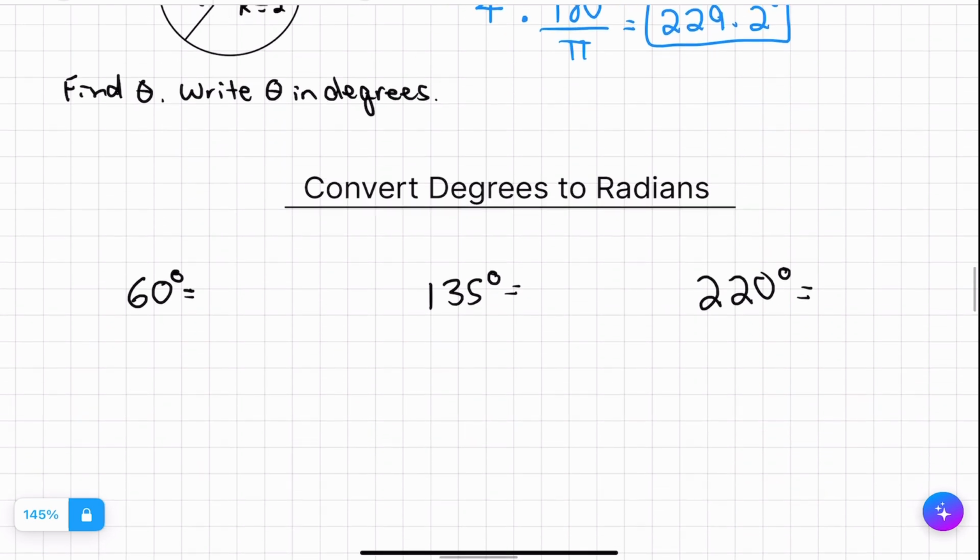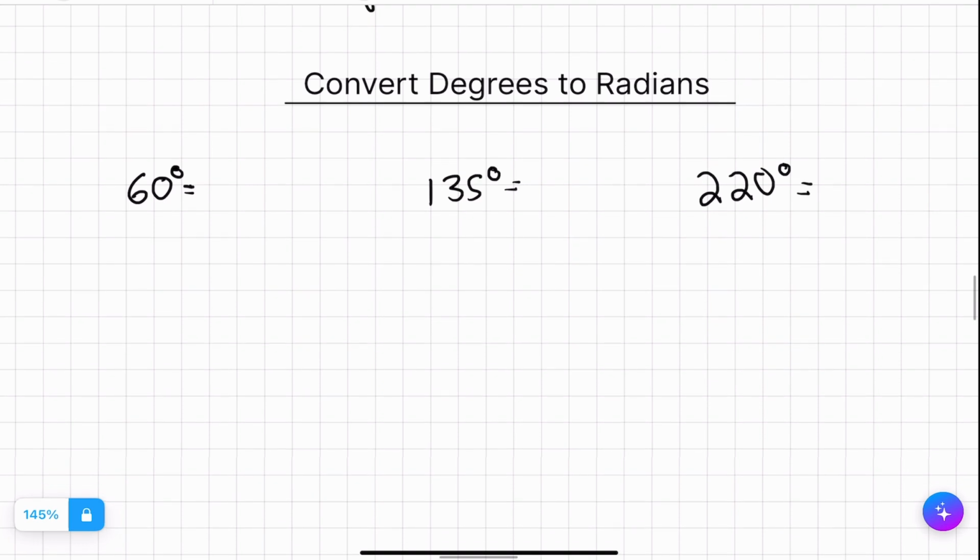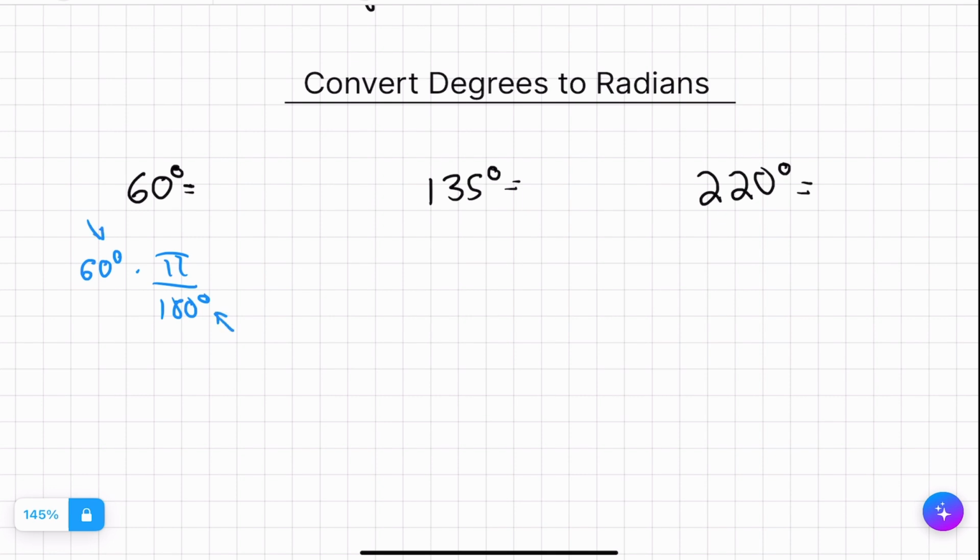Now that you know how to convert from radians to degrees, let's convert from degrees to radians. We have 60 degrees to convert to radians. We'll rewrite our 60 degrees, and now we need to multiply by pi over 180 degrees. That's because we have degrees in the numerator and we have degrees in the denominator, and we want them to cancel. Right away, we can start canceling those degrees because we set up our problem correctly.